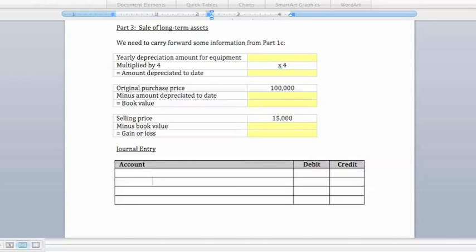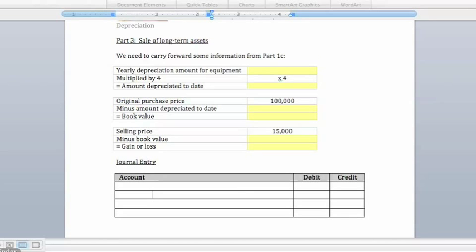Now note that the difference between the proceeds of the sale and the book value tells us if there is what's called a gain or a loss. And so we're going to end up finishing up this calculation in the next file. So we're going to finish things up by showing how to account for the sale of long-term assets. And so in our example, we need to carry forward some information from Part 1C. And the situation is that Flanders decided to sell this piece of equipment after 4 years.